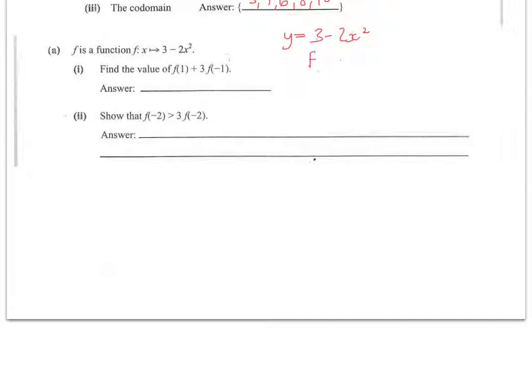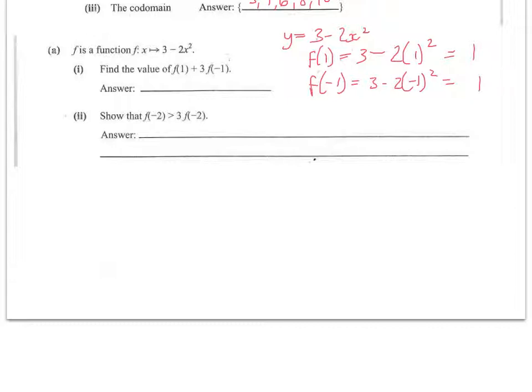So let's just work those out before we do anything else. f of 1 is going to be 3 minus 2 lots of 1 squared. And you work that out, we get the answer 1. f of minus 1, we put that into the function, we also get 1.